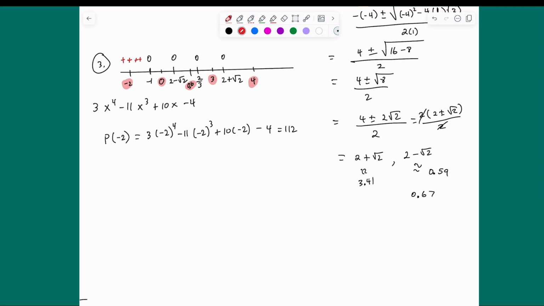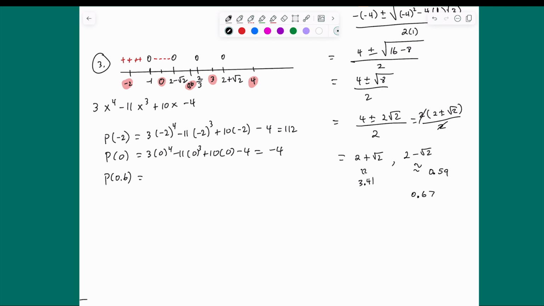The outputs are positive. Okay, and then between negative 1 and 2 minus root 2, we chose 0, so we have p of 0, which would be 3 times 0 to the 4th minus 11 times 0 cubed plus 10 times 0 minus 4, so we get negative 4. So we know it's negative between negative 1 and 2 minus root 2. And then between 2 minus root 2 and 2/3, we're going to take our value of 0.6. And then we get, let's do that again there.